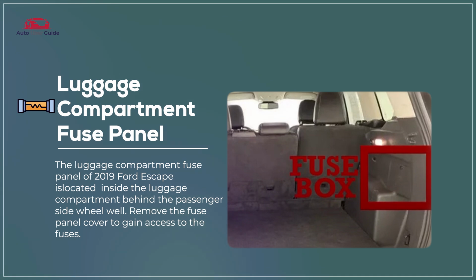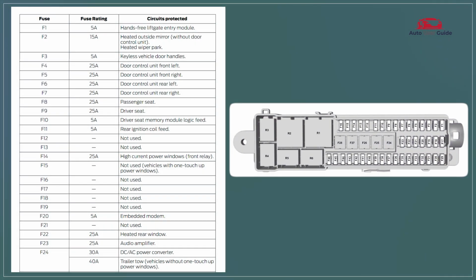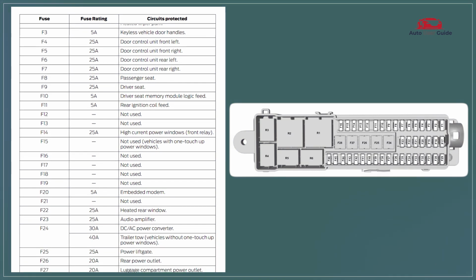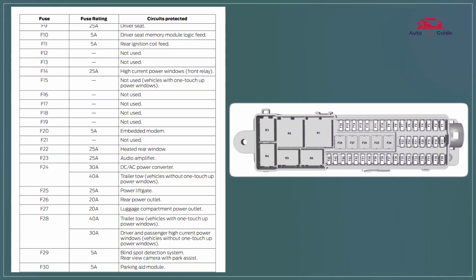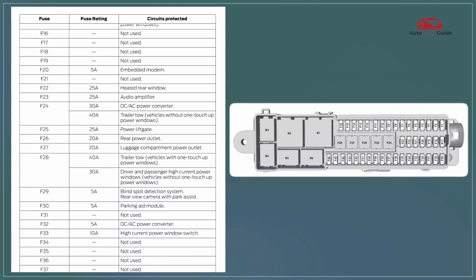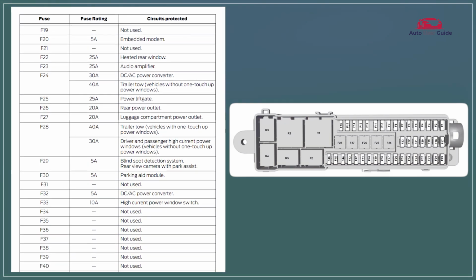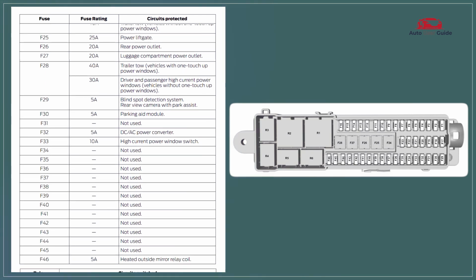Luggage compartment fuse panel. The luggage compartment fuse panel in the 2019 Ford Escape manages fuses for rear electrical components, such as rear lights and power outlets. It protects these circuits from overloads and allows for easy maintenance access.